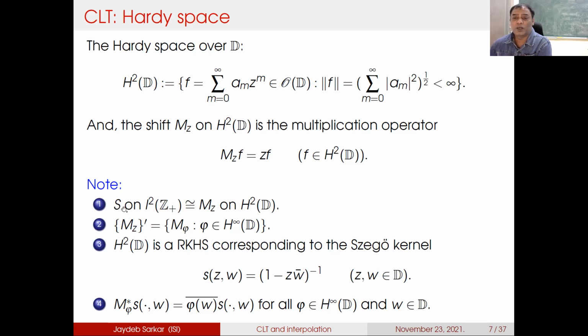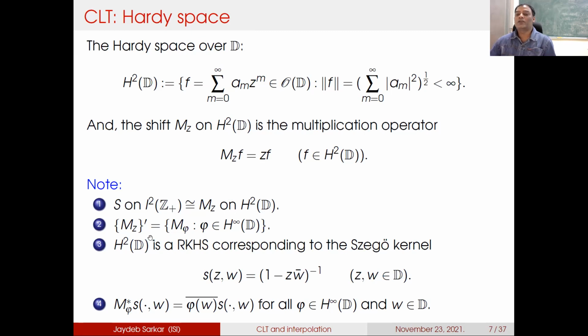A couple of notes. This S stands for the unilateral shift on l2(Z+). So you can realize this M_z on H2(D) by S on l2(Z+). However, the difference is that you can talk about analytic things here, which in principle you can't on the left side. So all the analytic tools appear here, which is not the case there.